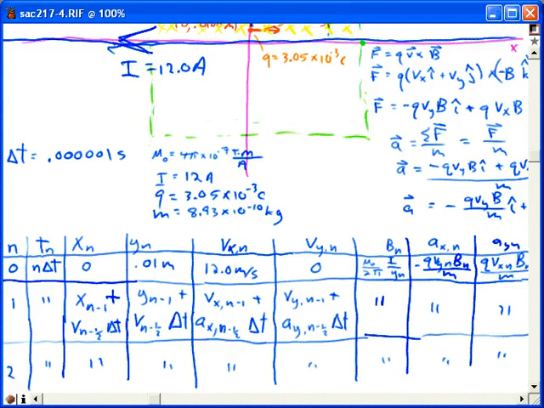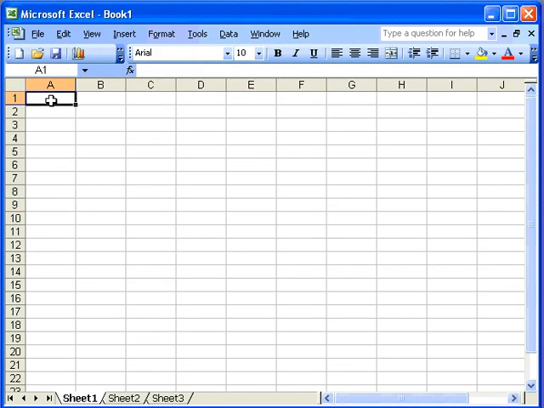Okay, here's part 2 of the solution to sac217 number 4. Essentially all we've got to do is copy all this stuff into a spreadsheet. So I'll start off with the delta t. I'm calling that 0.123451 seconds to start with. I'm going to go ahead and label that. I'll call it just dt.